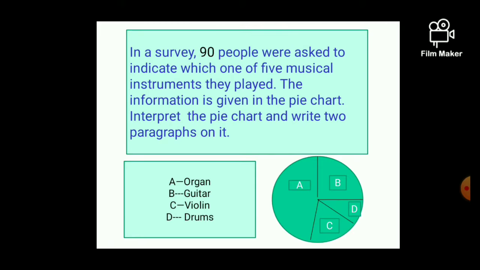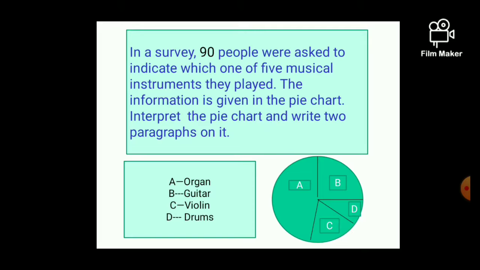Okay, now this is the question. This is what a question looks like. In a survey, 90 people were asked to indicate which one of the 5 musical instruments they play. The information is given in the pie chart. Interpret the pie chart and write 2 paragraphs on it. So A, if you look at A, it is the organ.